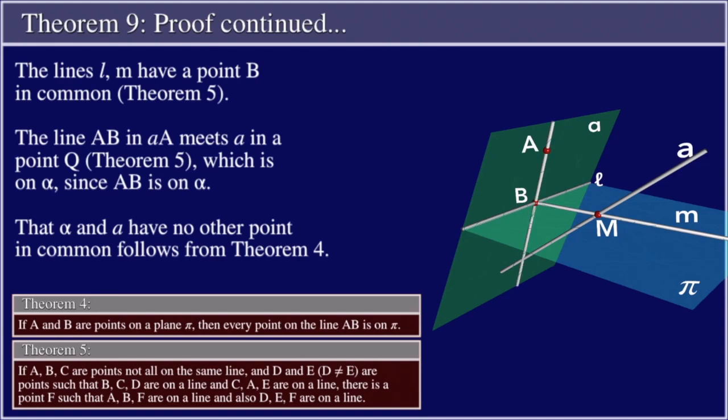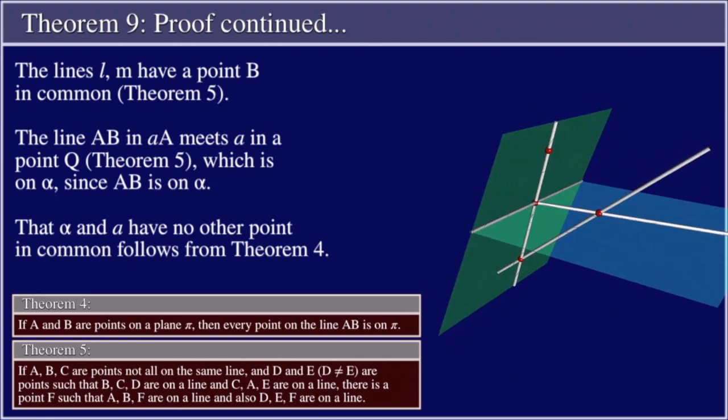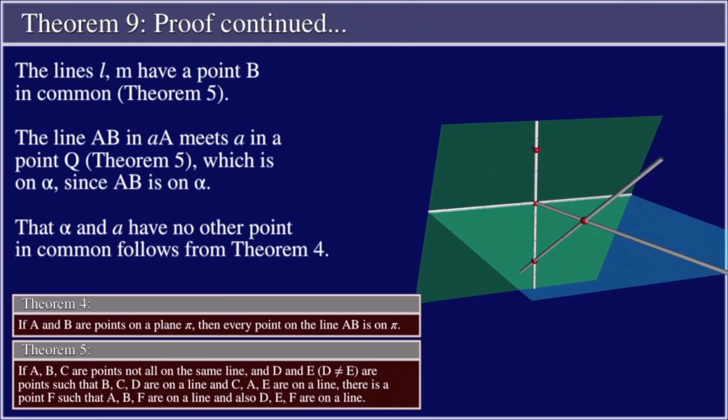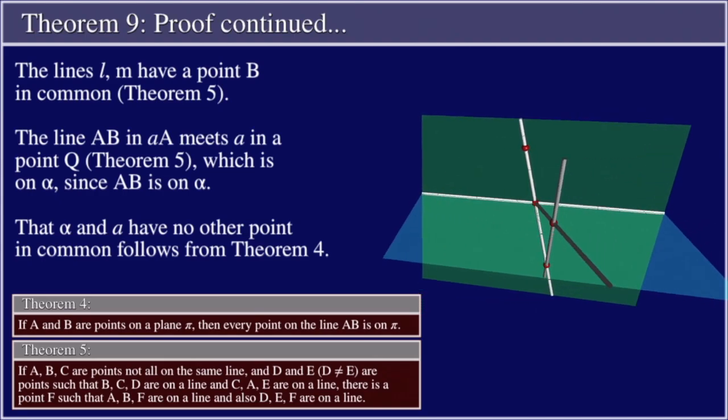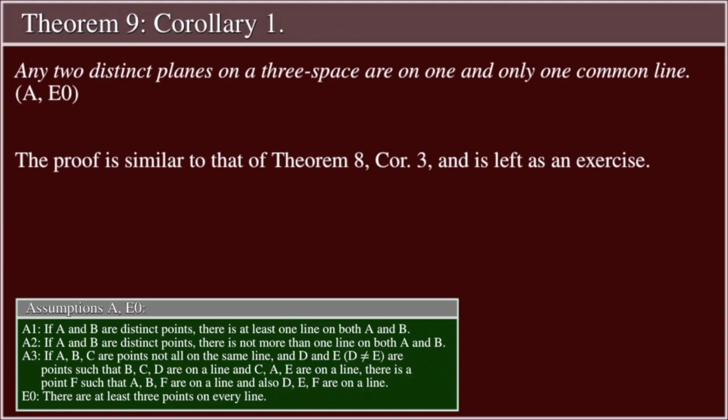The line AB in AA' meets A' in a point Q by Theorem 5, which is on alpha, since AB is on alpha. That alpha and A' have no other point in common follows from Theorem 4, Corollary 1. Any two distinct planes on a 3 space are on one and only one common line. Assumptions A and E0. The proof is similar to that of Theorem 8, Corollary 3, and is left as an exercise.